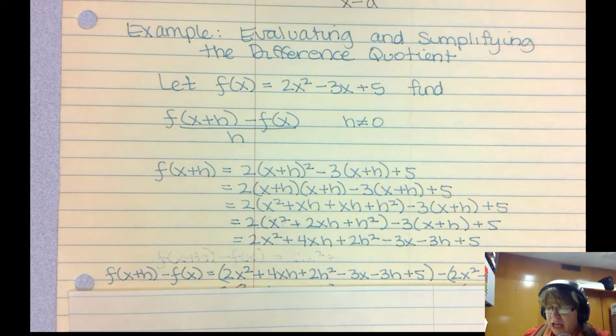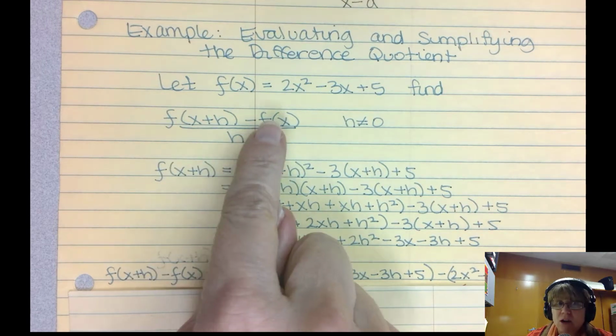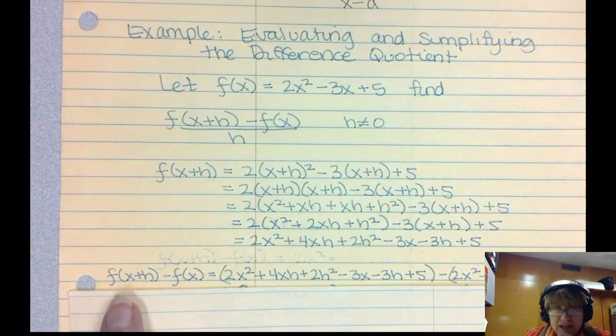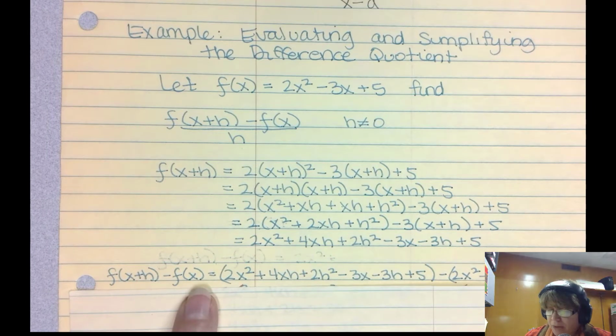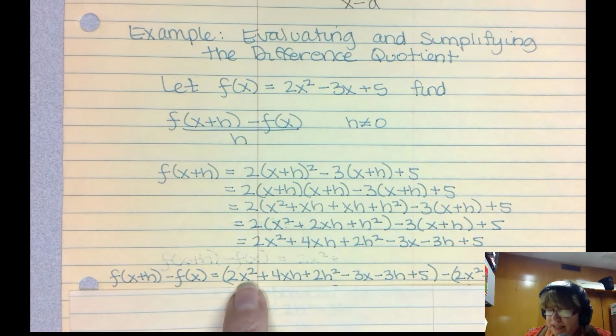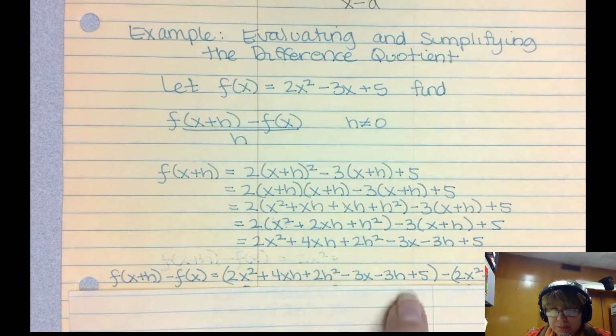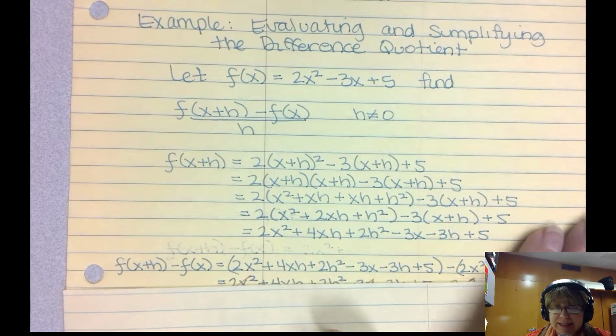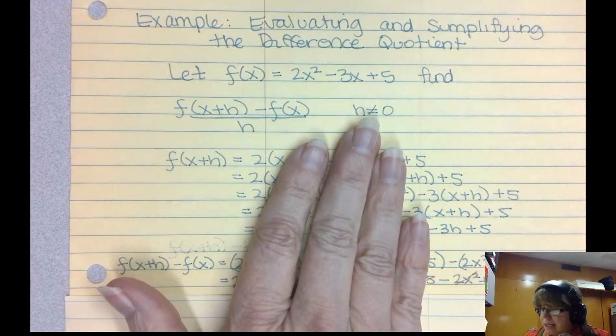To simplify this, I'm going to combine everything in my numerator first if I can, and then I'll put it on top of the denominator of h. So I'm just working with the numerator: f of x plus h minus f of x. This whole thing was f of x plus h, so I just rewrote it, minus the f of x, which is 2x squared minus 3x plus 5. I need to distribute this negative through each of these terms inside the parentheses, and I get -2x squared plus 3x minus 5.